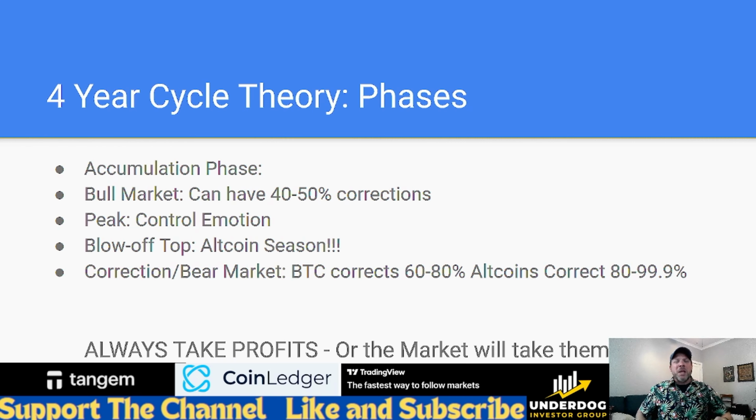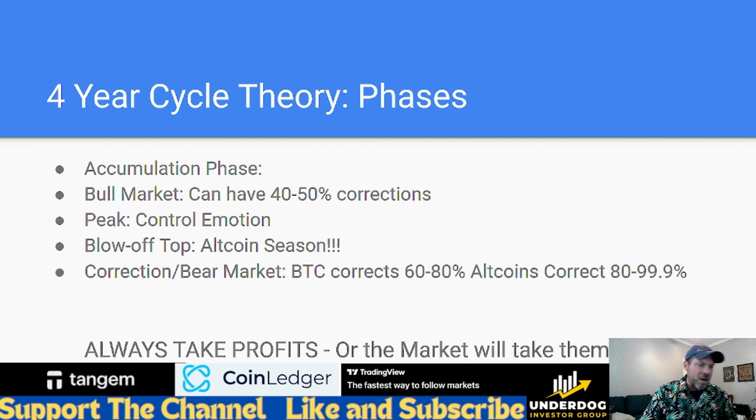Now, the second part is the bull market. This is the part that can last up to 3 years. The interesting part of this is during a bull run, there can be 40, 50, 60% corrections. And that's Bitcoin. Ethereum and altcoins can bleed down even worse. This is a risky market. Likewise, that's why you can make some of the biggest gains here, but you always have to mitigate your risks.